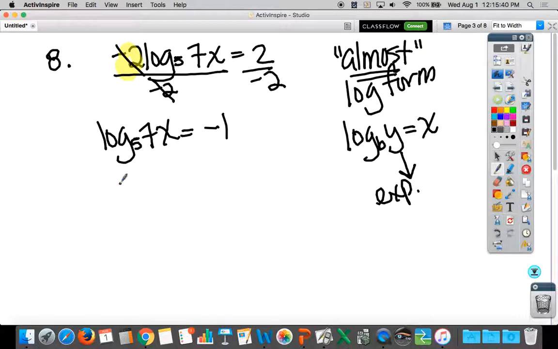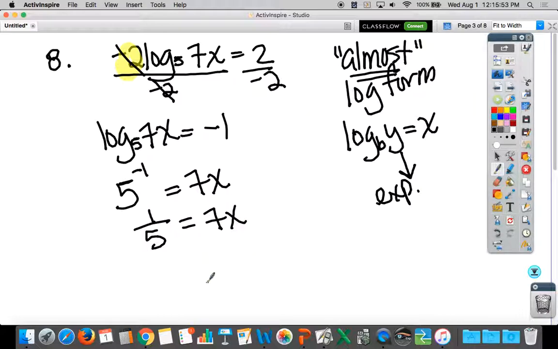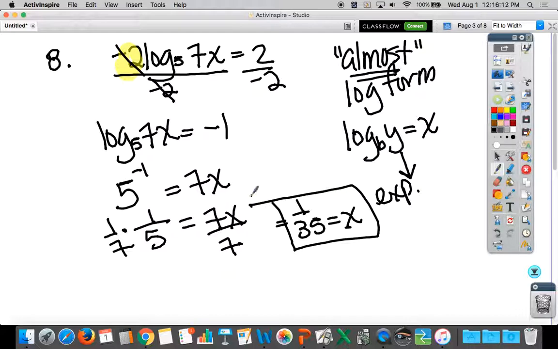What's my base? 5 raised to the -1 equals. Now you can do 5 to the -1 on your calculator. It's 1/5. Now what do I do? Divide by 7. Be careful. If you're not sure about yourself, check it on the calculator. When I divide by 7, I multiply by 7's reciprocal. So this is 1/35 equals x. Just take 1/5 and divide by 7. It'll do it on your calculator. All right, questions with that one?